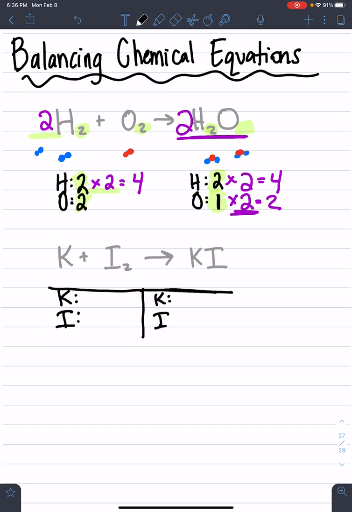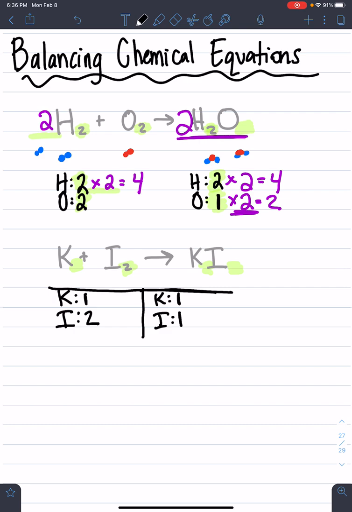K's, remember we look for this little number down here at the bottom of each one. So we see K doesn't have a number, so that means 1. We see I has the number 2, so it's a 2. We see K doesn't have a number again, so it's a 1. We see I doesn't have a number again, so it's also a 1. So now we have to see if they're going to be balanced. So 1 and 1 for K's, that's good. So we have 2 here, and we only have 1 here for the I.